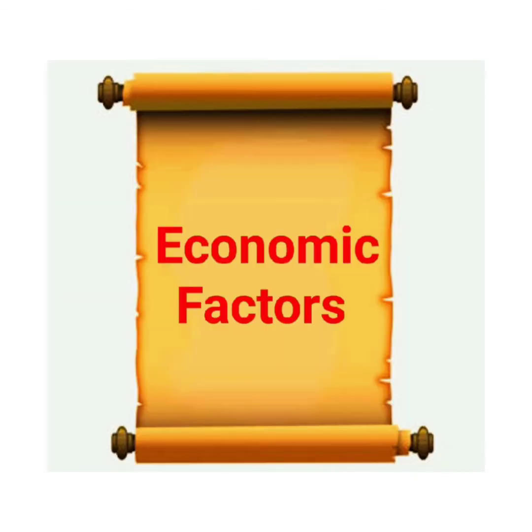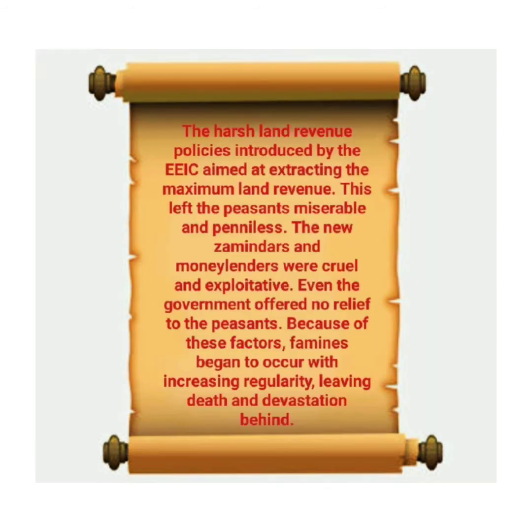Then coming to the economic factors. The harsh land revenue policies introduced by the East India Company aimed at extracting the maximum land revenue. This left the peasants miserable and penniless. The new zamindars and moneylenders were very cruel and exploitative. Even the government offered no relief to the peasants. And because of such factors, famines began to occur with increasing regularity, leaving death and devastation behind.